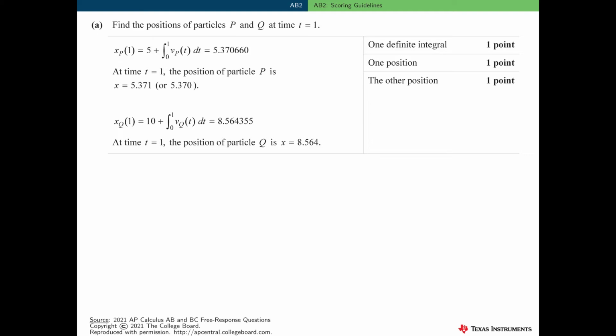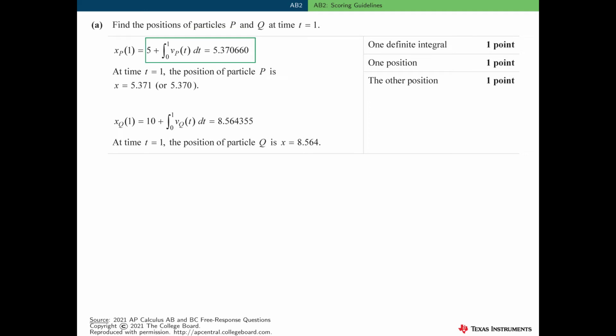Part A was worth 3 points. Now, to solve this problem, we need to use the net change theorem, or really the fundamental theorem of calculus. The first point was for explicitly presenting one correct definite integral on the way to solving this complete problem. So either this definite integral or this one must be presented. Now the first point must be earned in order to be eligible for the second and third points.